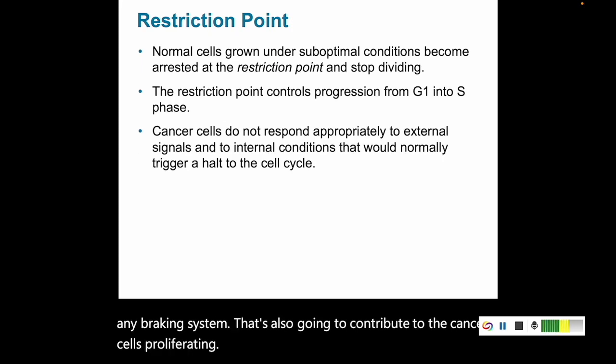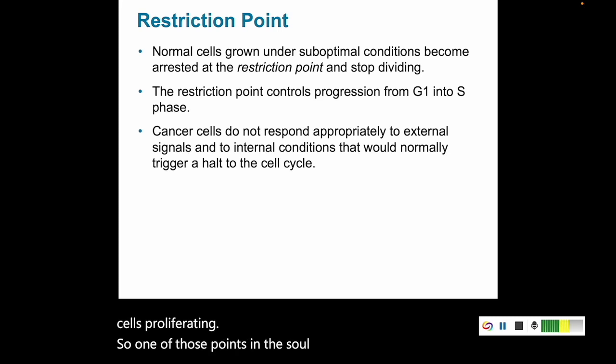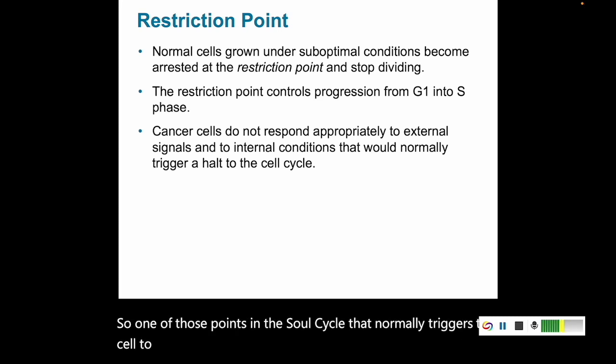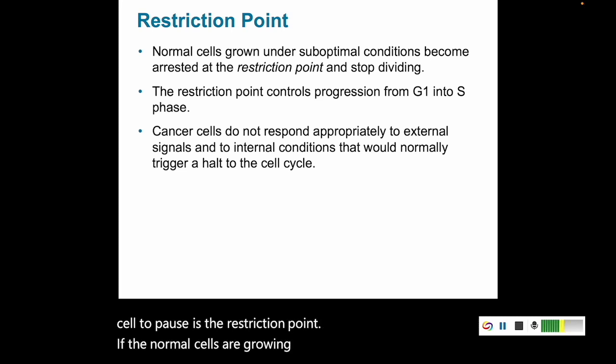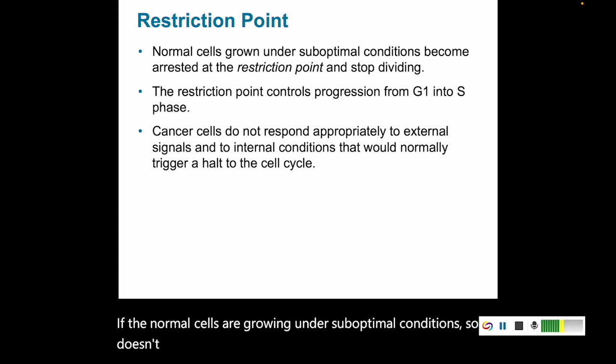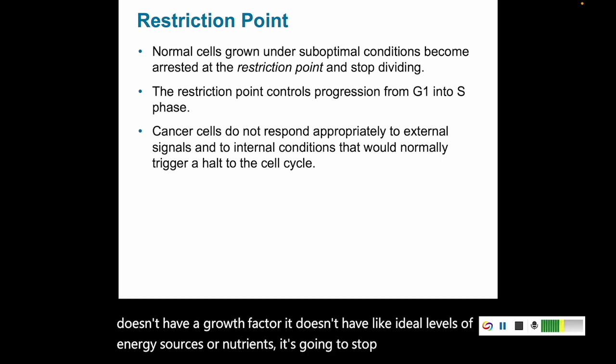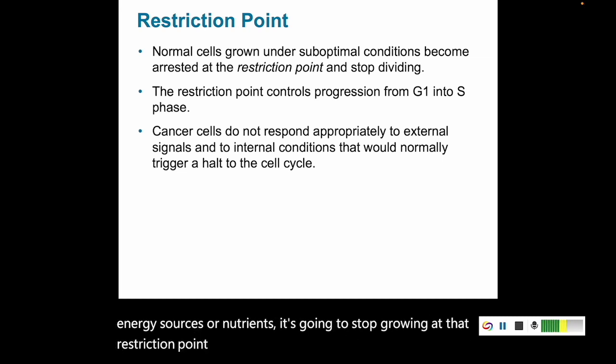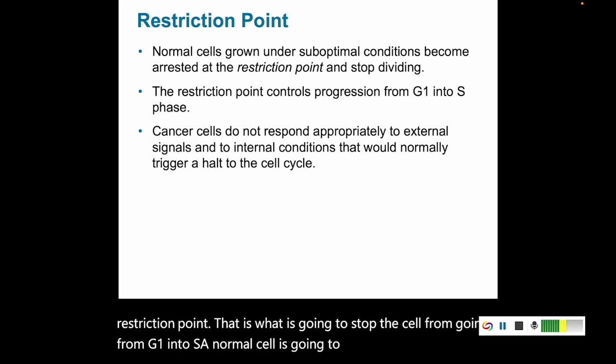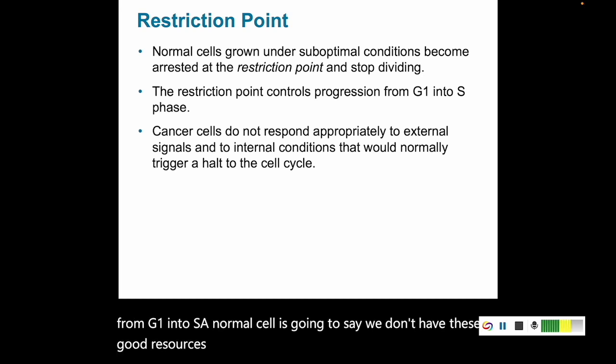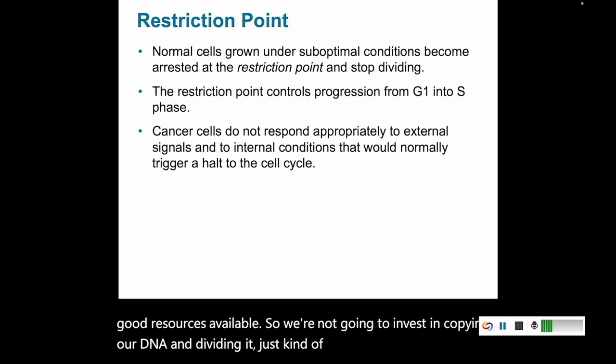So one of those points in the cell cycle that normally triggers the cell to pause is the restriction point. If the normal cells are growing under suboptimal conditions, so it doesn't have a growth factor, it doesn't have ideal levels of energy sources or nutrients, it's going to stop growing at that restriction point. That is what is going to stop the cell from going from G1 into S. A normal cell is going to say, we don't have these good resources available, so we're not going to invest in copying our DNA and dividing. It just kind of pauses at that restriction point.